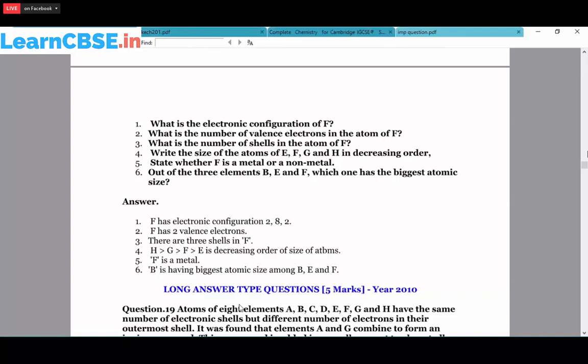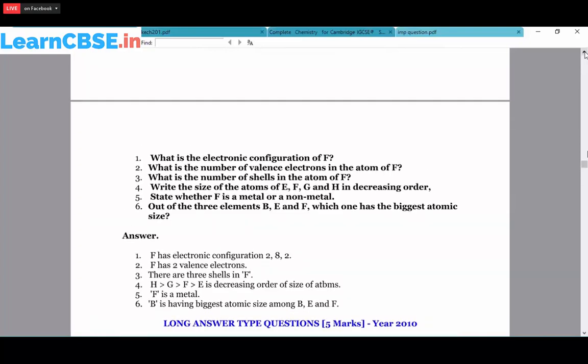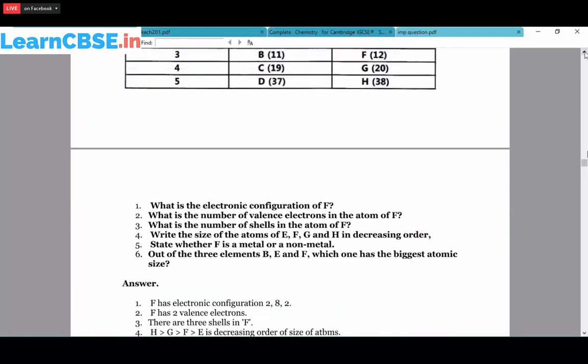State whether F is a metal or a non-metal. As it is present in group 17, the metallic character decreases from left to right in the periodic table. So in this case, F is present in group 1, so it is a metal.